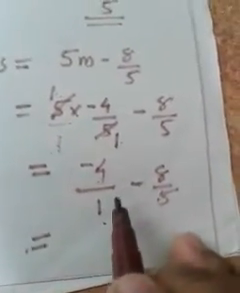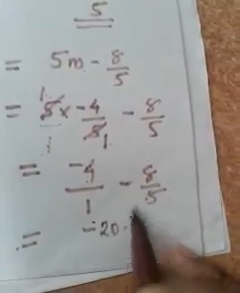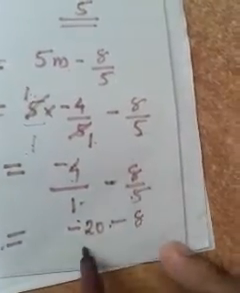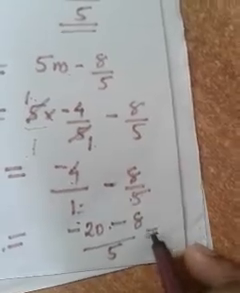Yes, this is what we have to do in cross multiplication. What is -4 into 5? -20. Then this sign as it is. What is 1 into 8? 8. Then divide by 1 into 5, which is 5. Okay.